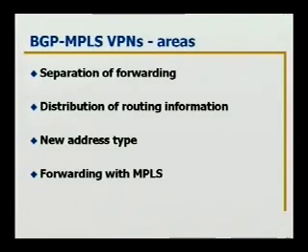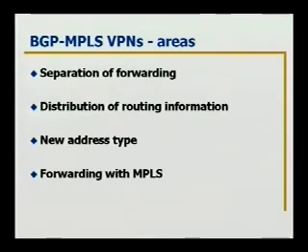So let's take a step back and see what our goals were. Our goals were to give the same privacy guarantees as a private network. That means I don't want the traffic from my VPN to go in somebody else's network, and similarly, I don't want to see somebody else's traffic in my network. So we're going to see how this can be achieved with separation of forwarding. Secondly, what was the driver for all this? I wanted to achieve connectivity between my sites. So we're going to see how we achieve connectivity by doing distribution of routing information.